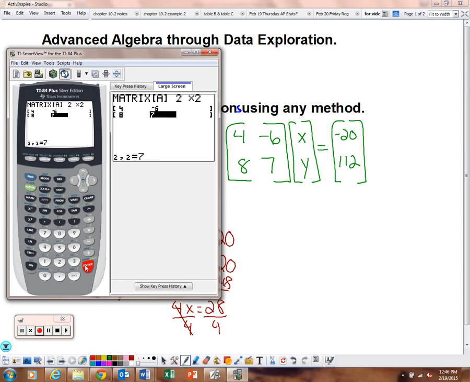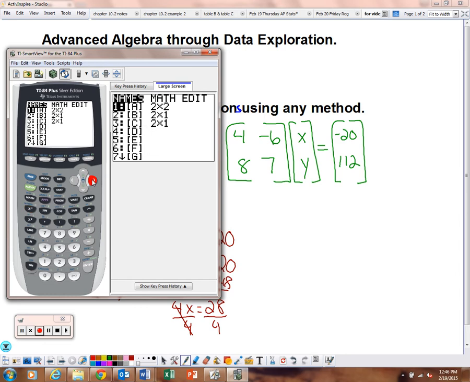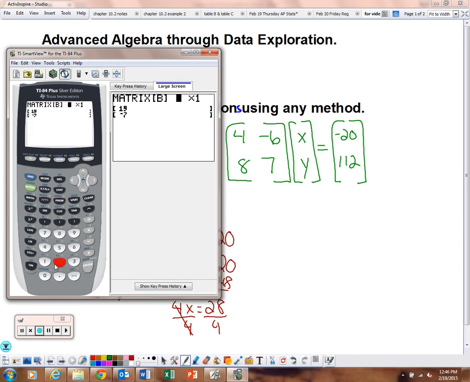Okay, so I have entered the coefficients into matrix A. Now I need to enter the other matrix, the negative 20 and 112, into matrix B. So I'm going to go back to my matrix, go to Edit, pick number 2. Okay, it's a 2 by 1. So we've got negative 20 and 112. Once you have everything typed into the matrix, remember to go second quit. Okay, now go back to the matrix.